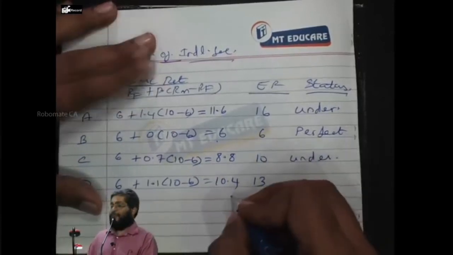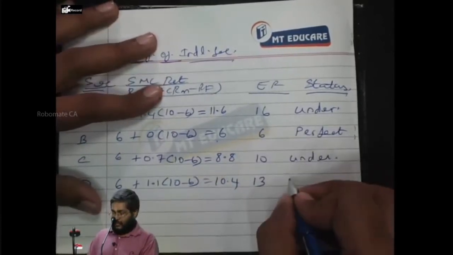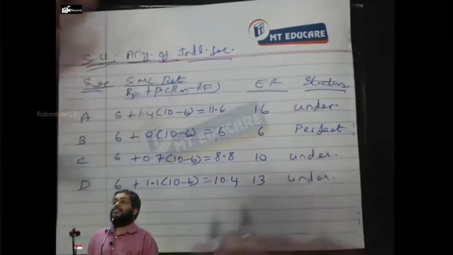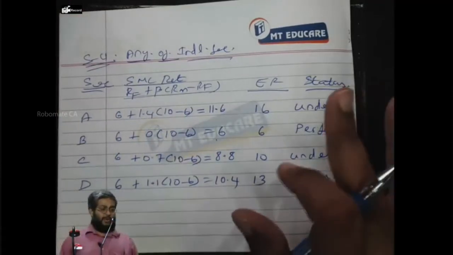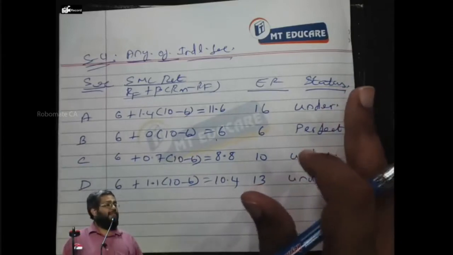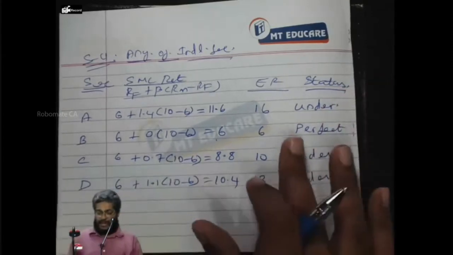I want 10.4. Expected to give what? 13. Once again underpriced. So this is how we analyze a security as underpriced or overpriced. Overall the portfolio also is underpriced. So I can buy individual securities as well as the portfolio as a whole. Everything is good. Are you following or not? With this we complete this particular problem.